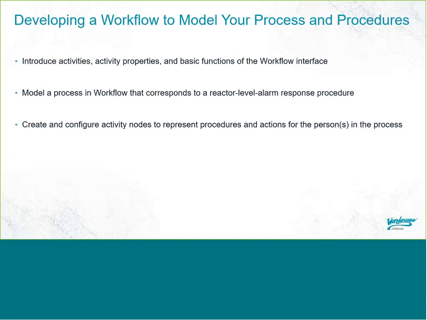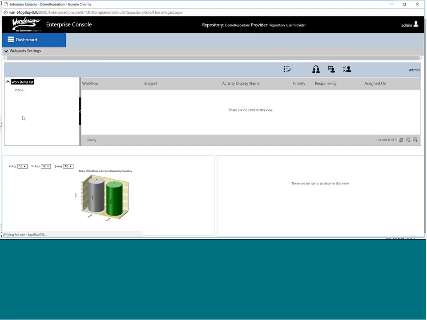So I'm going to give you an introduction to all of the activities that you can include in your workflow. We'll go through and actually model a process that would model a real-world response to a reactor-level alarm, and then we'll go ahead and configure each and all of those activity nodes to model that process. So we will go back into our development environment.